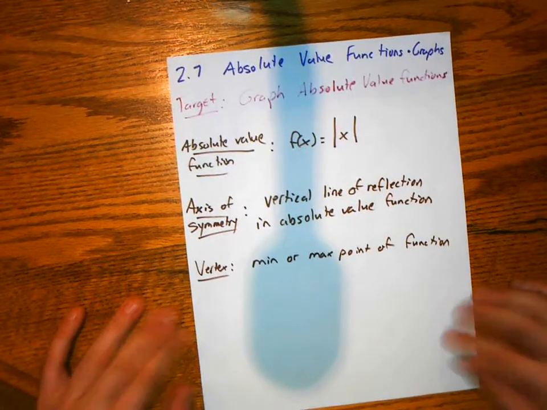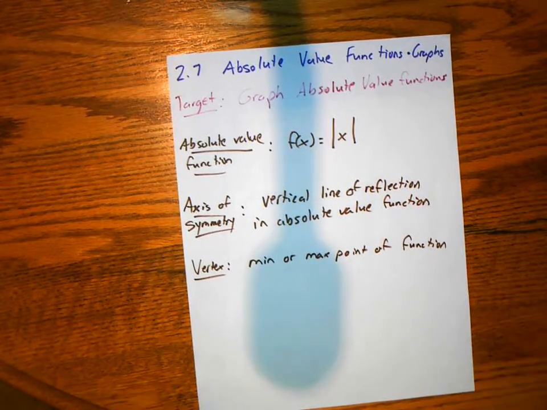Hello, this video is on section 2.7, which is titled Absolute Value Functions and Graphs. The learning target for this one is we're going to figure out how to graph absolute value functions.